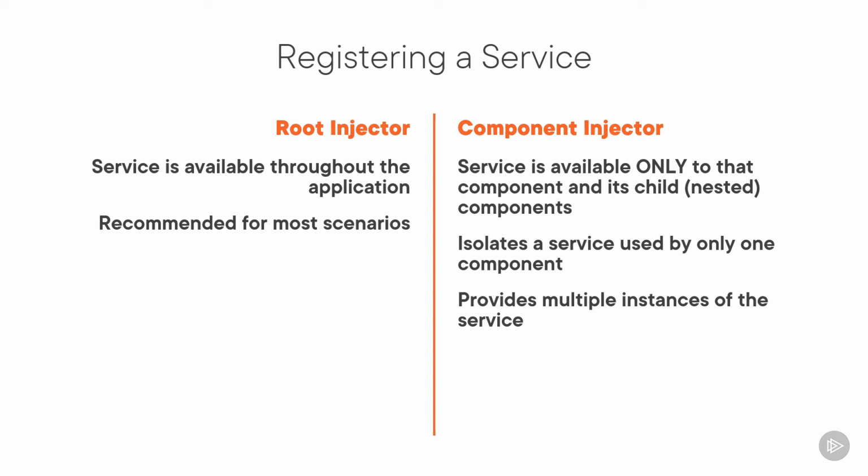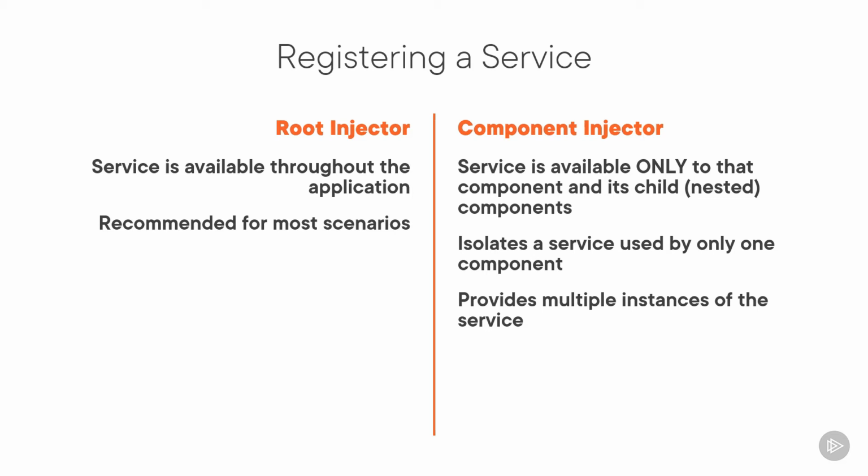For example, we have multiple instances of the star component on the product list page, one for each row. If we had a service that tracks some settings for each star component instance, we would want multiple instances of the service, one for each instance of the component. But this is not a common scenario.